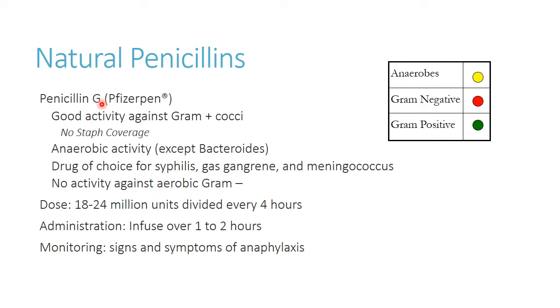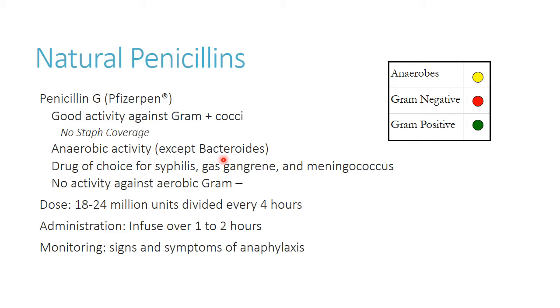Okay. All right, anyway, so looking at our coverage for natural penicillin, these actually have pretty good activity against these gram-positive cocci. The one big thing to note here for our natural penicillins is it does not cover staph. So no Staph aureus coverage. So again, it could be useful for covering things like strep pneumoniae if it's not resistant, but it will not cover staph. It also has a little bit of anaerobic activity, but does not cover Bacteroides fragilis.